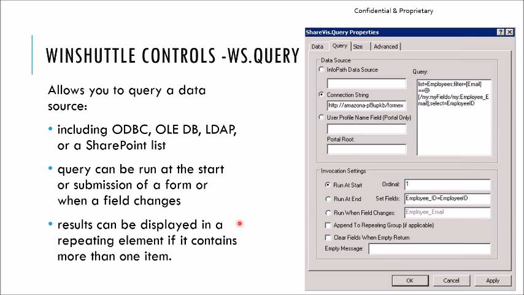These results can be displayed in a repeating element by using this append to repeating group. So if you're expecting more results to come back from your query, you're going to want to append those to a repeating group. We'll show that with Active Directory today. We're going to search our Active Directory for some users. We'll put it in a repeating element so that you can see this query puts information in the repeating element.